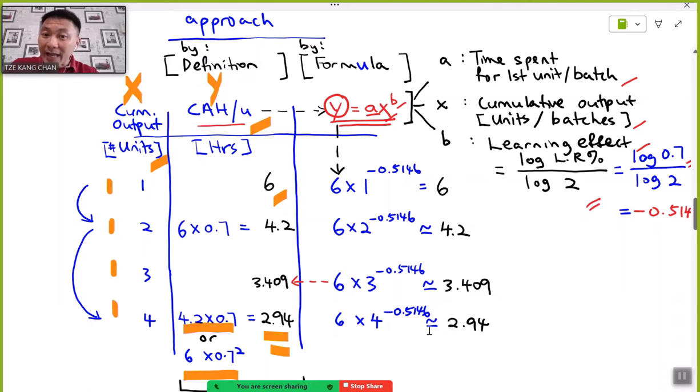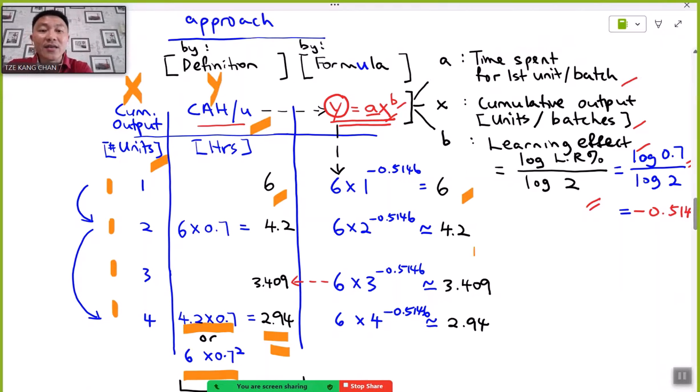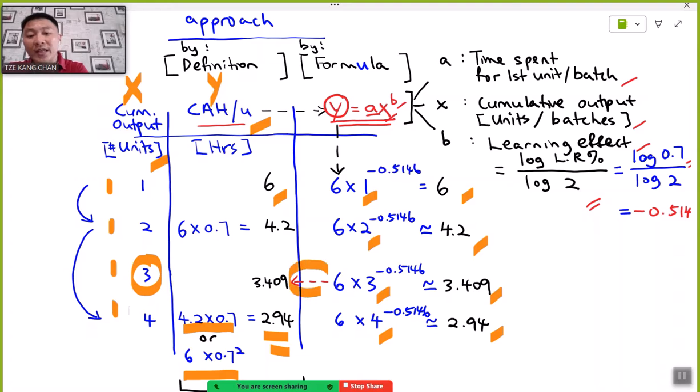And guys, do you notice that? Apart from when output is doubled, regardless of the output, by using the formula we will be able to derive the reading of Y. That includes when the output is 3. What we have to do is just take 6 as a and 3 as the x to the power of b. That will give rise to 3.409. This reading is therefore taken and placed into the first column of Y.